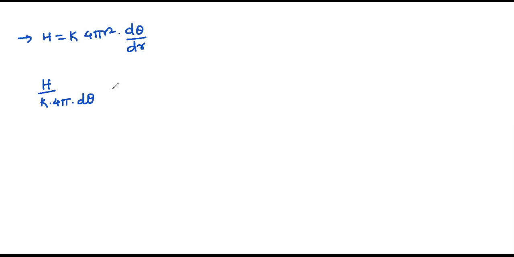देखो, एक बार क्या आ रहा है? H by 4 pi K d theta is equal to, what is left here? R square by dr. Isn't it? Check करो. What I did: H by K 4 pi into d theta and r square by dr. Okay, right. Now I am taking the reciprocal. So 4 pi K into d theta divided by H is equal to dr by r square.